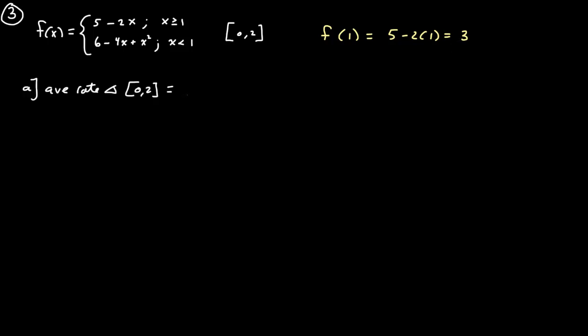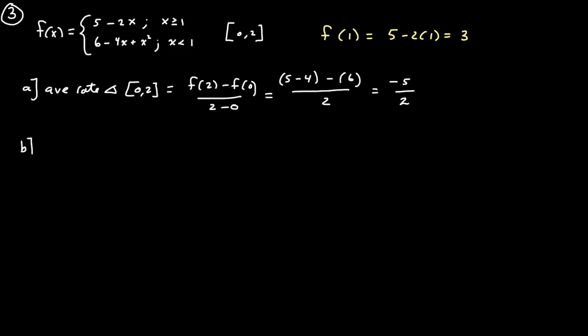Part A, average rate of change on 0 to 2. f of 2 minus f of 0 all over 2 minus 0. f of 2, well, we have to plug the 2 into the top, and that's going to be 5 minus 4. And 0, we have to plug into the bottom, and that's going to be equal to 6, and that's all over 2. Okie dokie. And so that average rate of change of this piecewise function is negative 2/5.